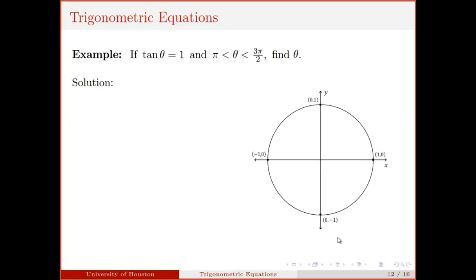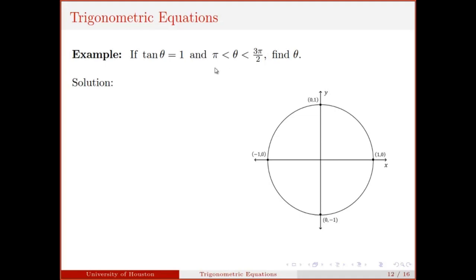While trig equations usually have infinitely many solutions, in some cases we may be asked to find only the solutions which fall within a specified range of values. In this example, we're given the equation tangent theta equals 1, and we're given that theta is between pi and 3 pi over 2. Under these conditions, we want to find theta.